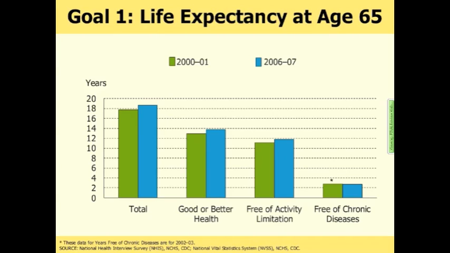However, in terms of being free of chronic diseases, there's only about 3 years that we can expect over 65, on the average, where one would be free of chronic diseases. Some more, some less. Some enter 65, of course, with chronic disease. But it's really interesting that there's been no change there.